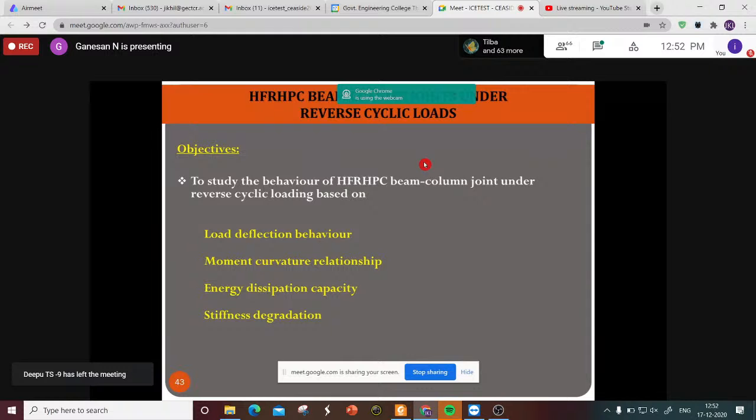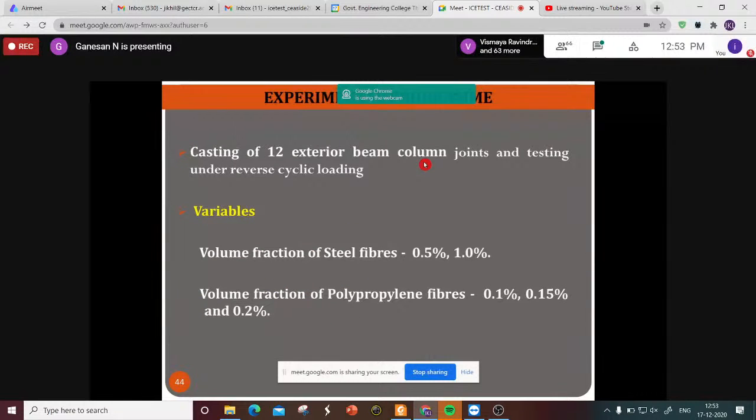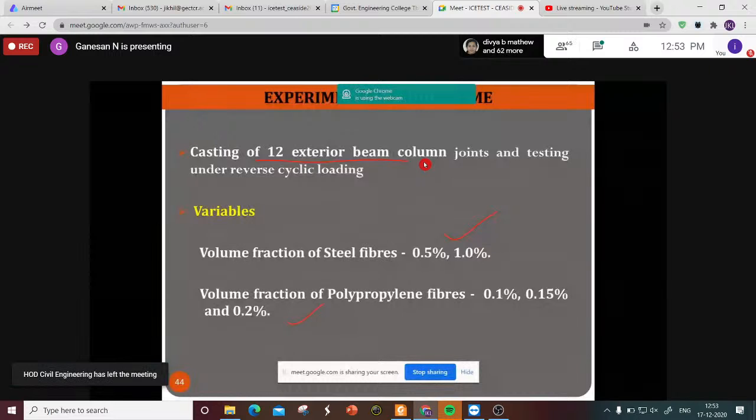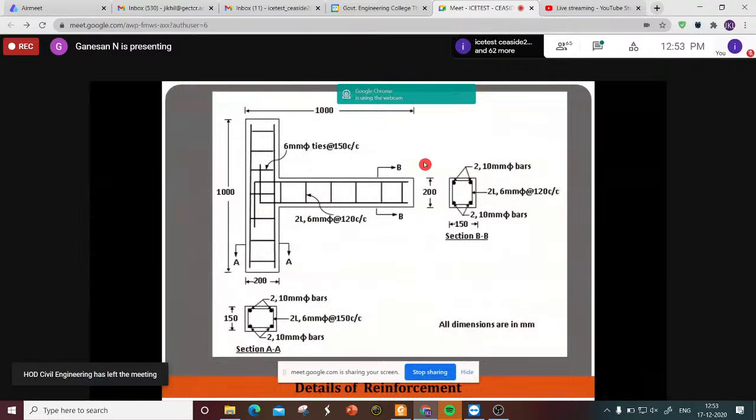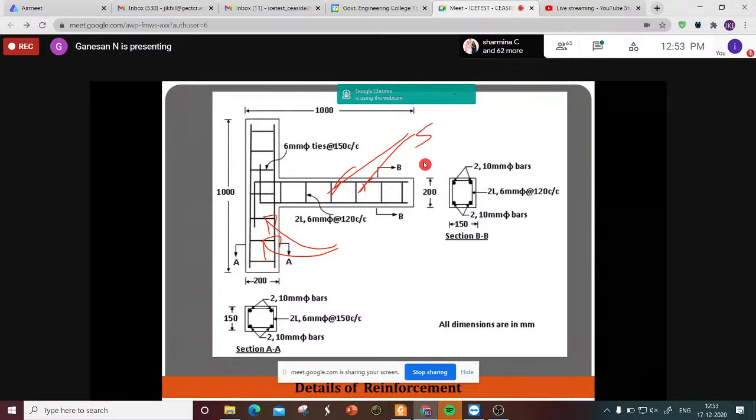So now look here. To study the beam column joint behavior, load deflection behavior, moment curvature, energy absorption capacity, and stiffness degradation, about 12 specimens have been cast. The variables are 0.5 and 1% volume fraction of polypropylene fibers. This is the specimen reinforcement detail, the same for all specimens. Only the steel fiber content and the polypropylene content varied. The ties and the stirrups remain the same for all.